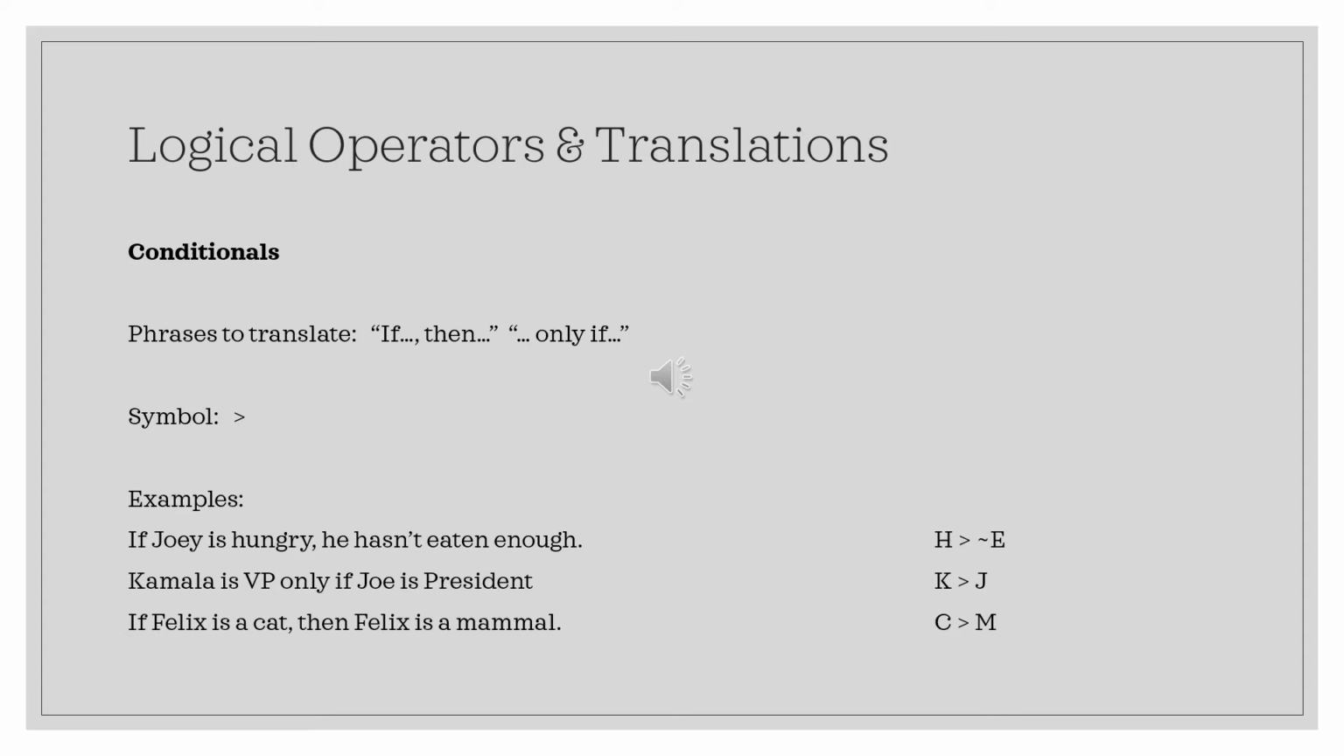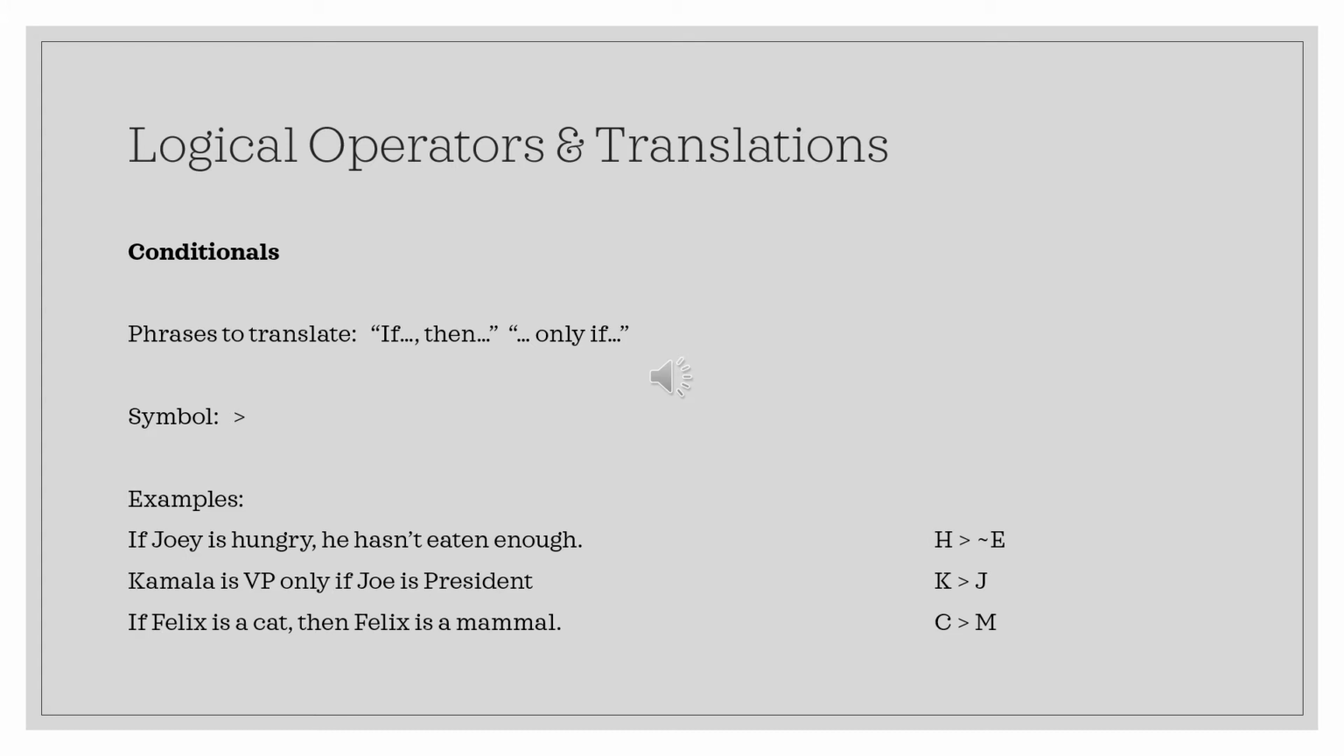When you have a conditional statement, there are two parts to it. The first part is called the antecedent. That's the if part, the part that goes up front. The if part is the antecedent of the conditional. And then the then part, the second half of the conditional, is called the consequent. So for each conditional, you have the antecedent on the left and the consequent on the right.